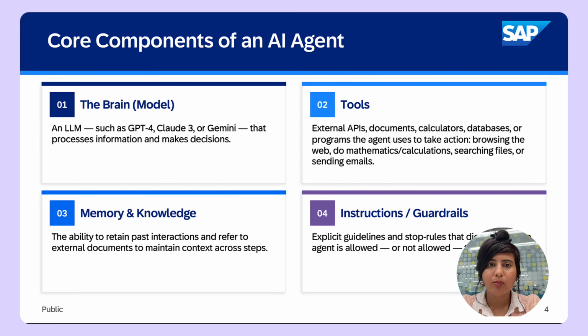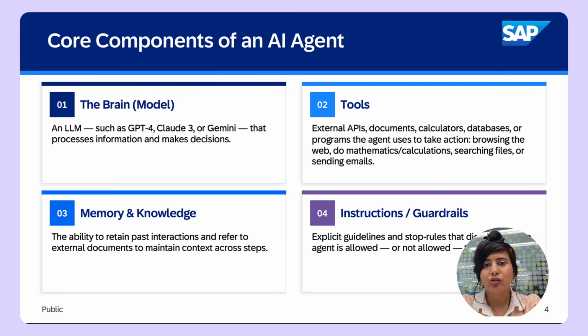Here are the core components of an AI agent. For example, just as human beings have a biological brain, an AI agent also has a brain, which is the large language model. LLMs such as GPT-4, Claude 3 or Gemini are used to reason, think and decide before taking actions.